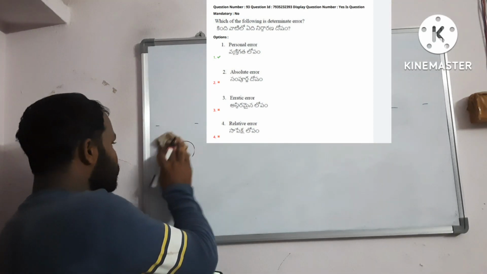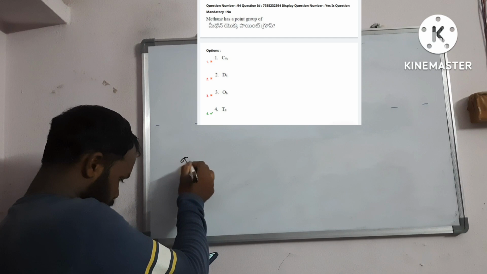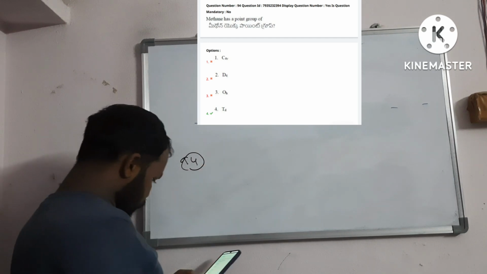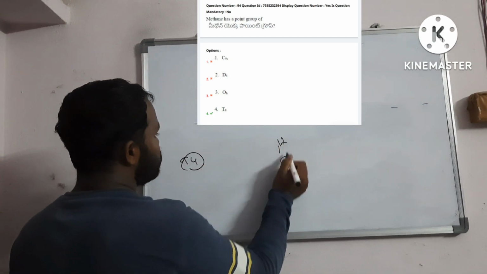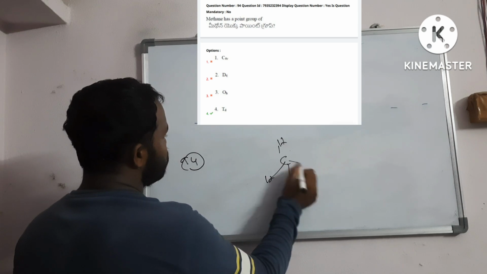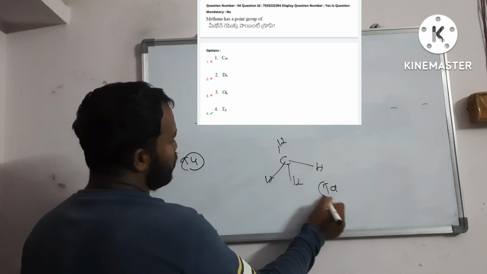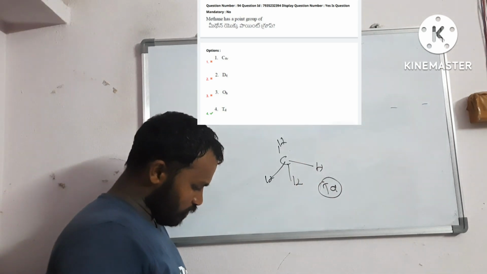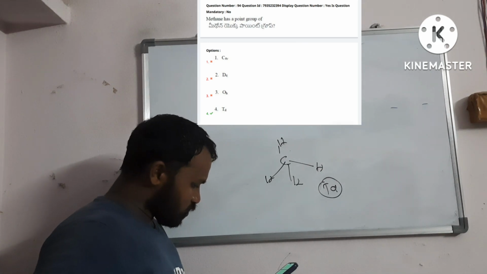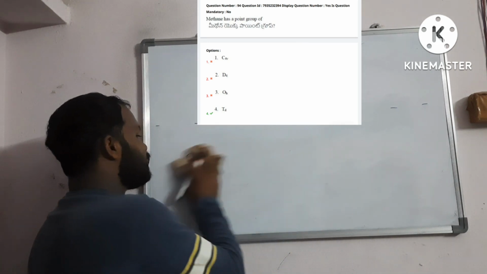Next, question number 94. Methane has a point group. Methane structure is like this: hydrogen, hydrogen. This is a hydrogen, this is a hydrogen. Methane structure is tetrahedral point group. Direct question from the symmetry. Next, question number 95.